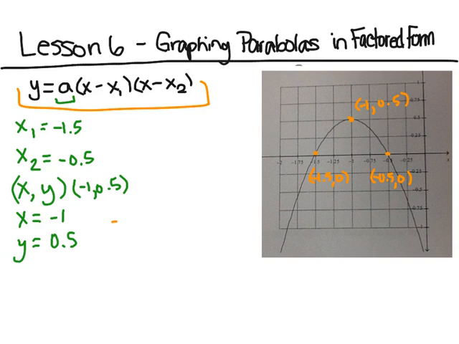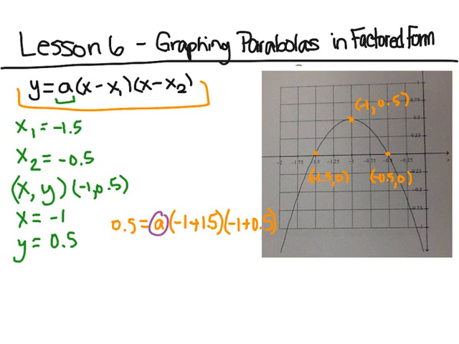So y, 0.5, is equal to a times negative 1 minus, sorry, I missed negative signs. Negative 1 minus negative 1.5, so plus 1.5, and negative 1 plus 0.5. Now, the thing that we're looking for is a. We don't know a, so we're going to solve for a.